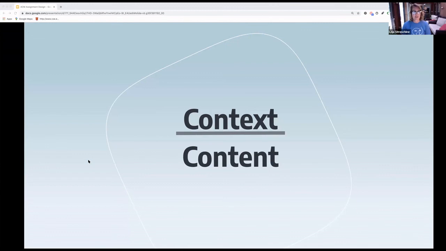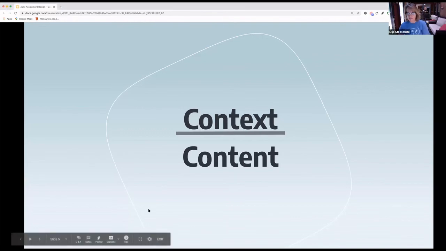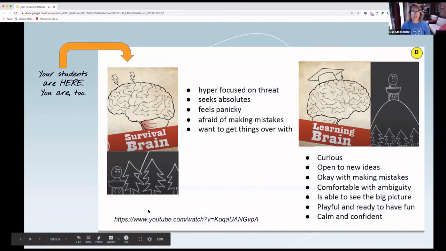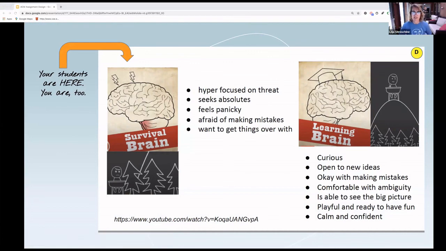If we start thinking back to the first week of the ACM workshops, we were with Devavani and Corinne talking about teaching and learning with care and hope. This slide should look familiar. We started talking about the difference between survival brain and the learning brain, and understanding where our students and where we are coming from and starting from.